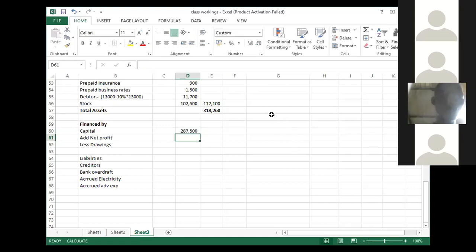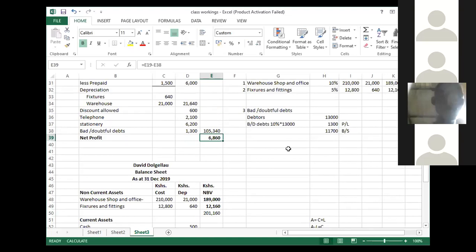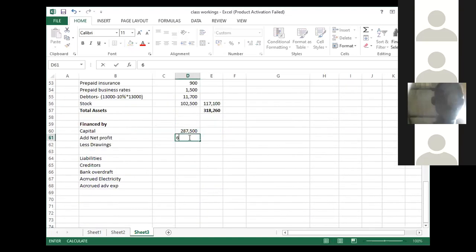Net profit, we've gotten here 6,860, if I'm not wrong, right? We had drawings. What is the amount of drawings from the TB? It is 26,000, right? You less the 26,000, and you will get 268,360. You come and record it in the third column, right?